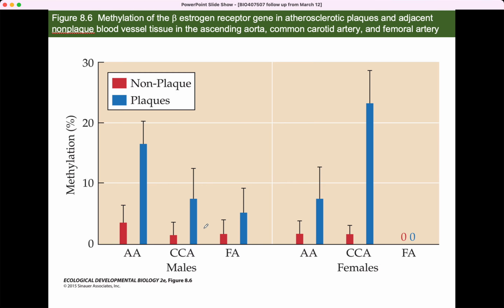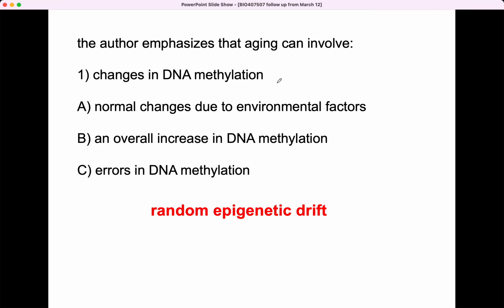Okay, so then here is an example of age. This is hardening of the arteries, and how DNA methylation increases under not just overall, but under certain aging conditions, and it goes hand in hand. What's the cause and effect relationship here? The author's just pointing out the fact that it occurs. The errors in DNA methylation, the author uses this term, random epigenetic drift.